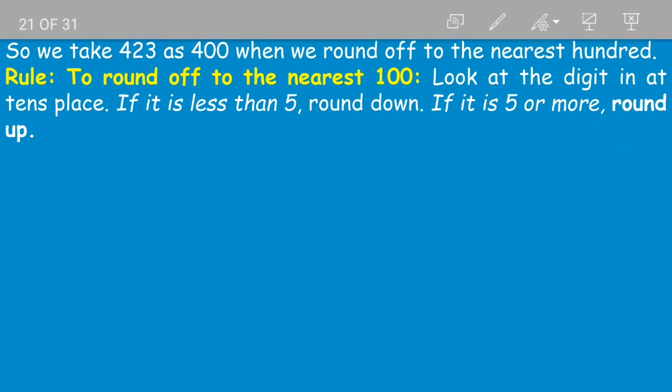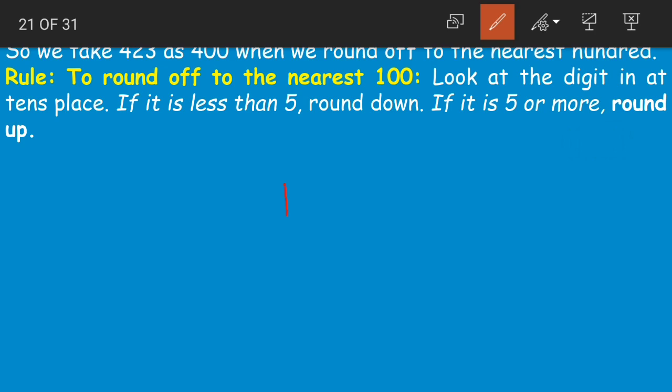If you remember, for rounding off to the nearest 10, what did we do, students? For example, there was this number 154 and we needed to round it off to the nearest 10. We looked at the number in the ones place. If it was less than 5, we rounded down. If it was equal to or greater than 5, we rounded up. In the same way, for the nearest 100, look at the number in the tens place. If it is less than 5, round down, and if it is equal to or greater than 5, round up.